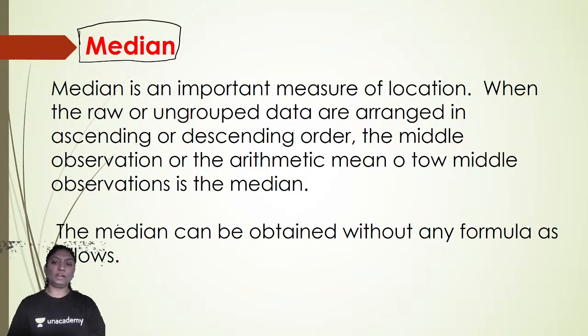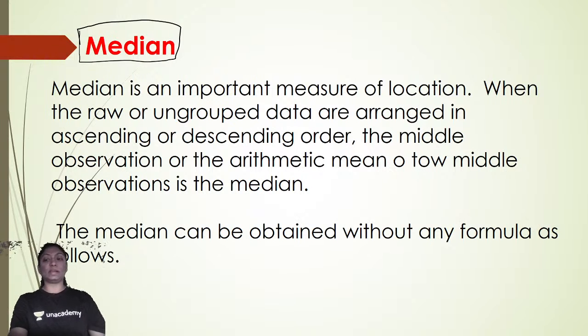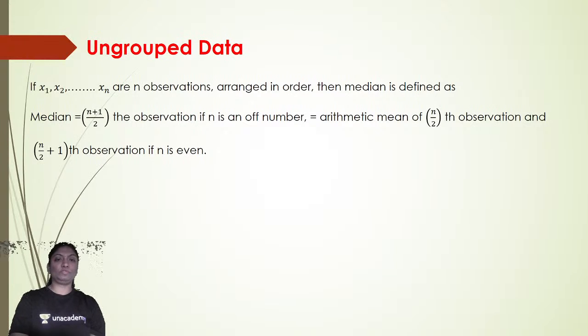The median can be obtained without any formula as follows. Only just you have to arrange the ungrouped data. This is very very important. There is no other formula for the ungrouped data to calculate the median, because only just you have to arrange the data in ascending order or descending order and find out the middle value. That will be your median. So for the ungrouped data, x1, x2 up to xn are n observations arranged in order, then the median is defined as the (n plus 1) by 2 observation if n is an odd number.